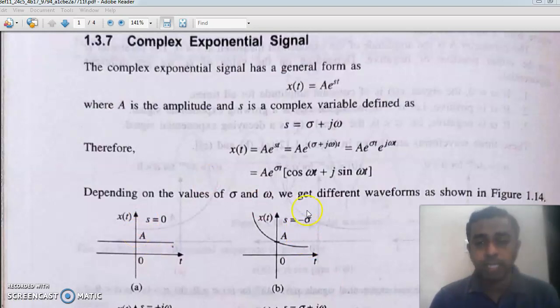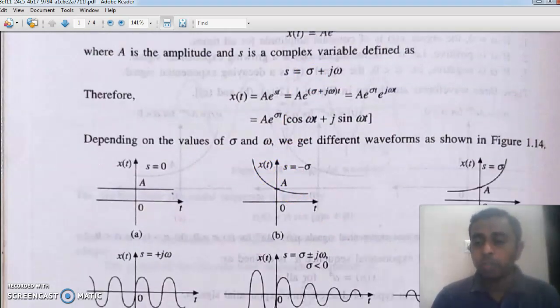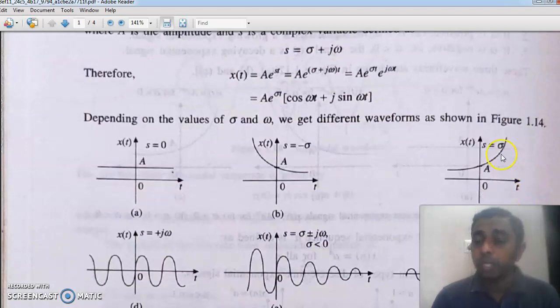Now if sigma is negative, and omega is 0 so the oscillations are 0, only sigma is negative. Just like the previous case, it is an exponentially decaying signal. If sigma is positive, and omega is again 0, it becomes an exponentially rising signal.